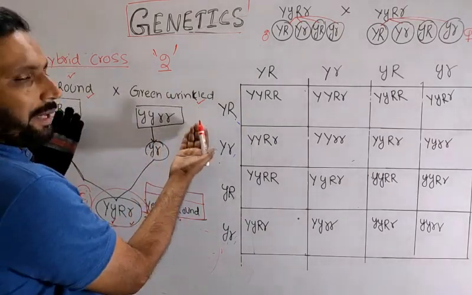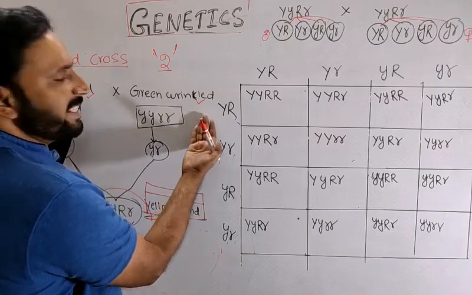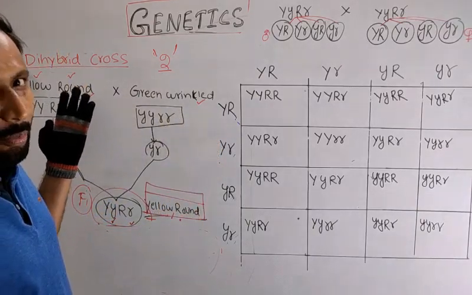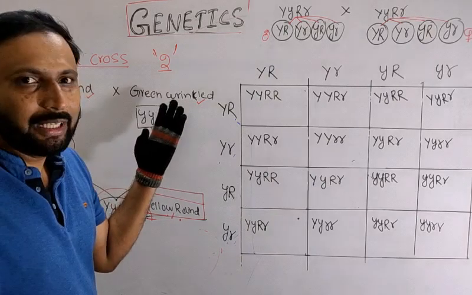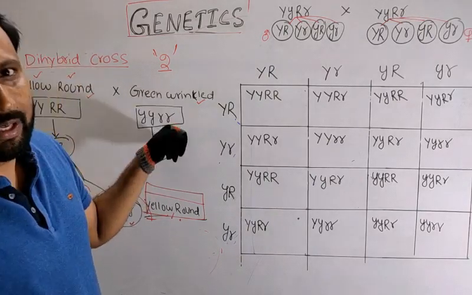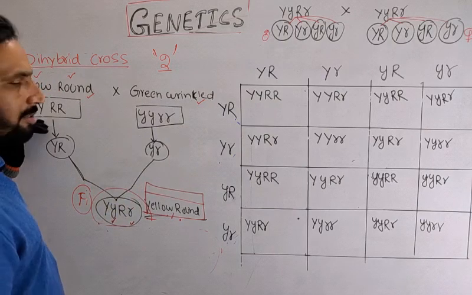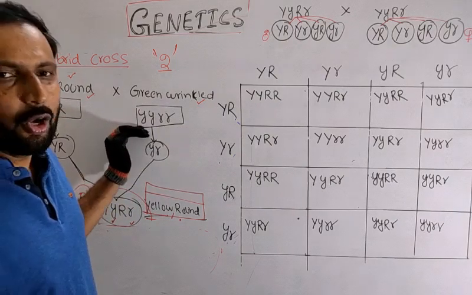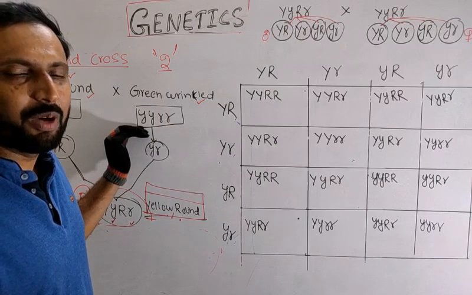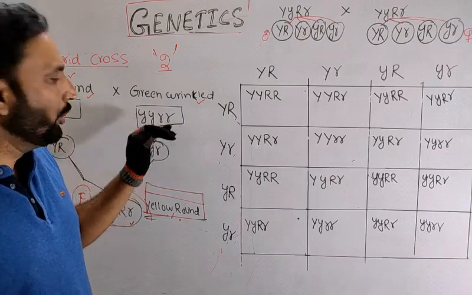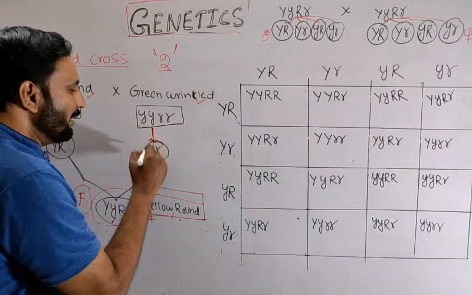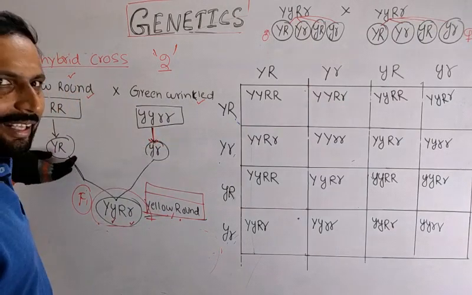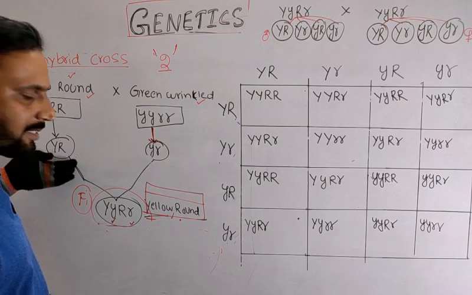So I am taking the two parents. Both are homozygous parents. This is the homozygous yellow round dominant parent, and this is the homozygous green wrinkled recessive parent. Here the alleles are capital Y, capital Y, capital R, capital R, and here, being homozygous, small y, small y, small r, small r. The gamete here contains small y, small r alleles, and here the gamete contains capital Y, capital R alleles.